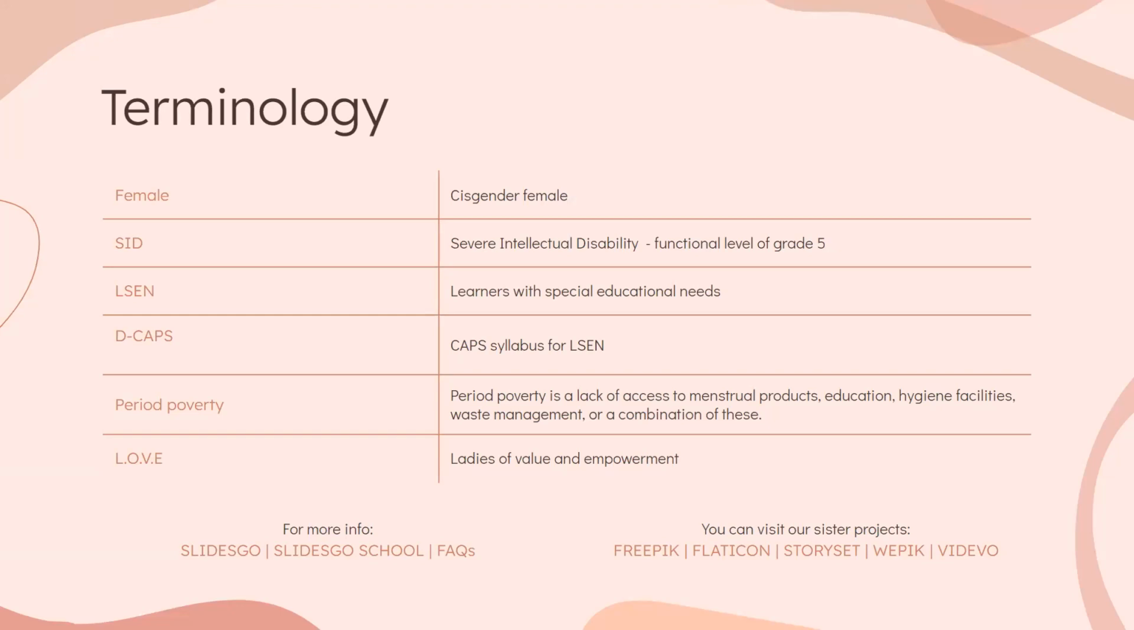And then I'll be addressing the issue of period poverty, which is the lack of resources to experience a healthy menstrual cycle. The project is named LOVE because it stands for Ladies of Value and Empowerment. It's about bringing pride to the learners with disabilities. That's why it was named that. I was just trying to honor them and who they are.